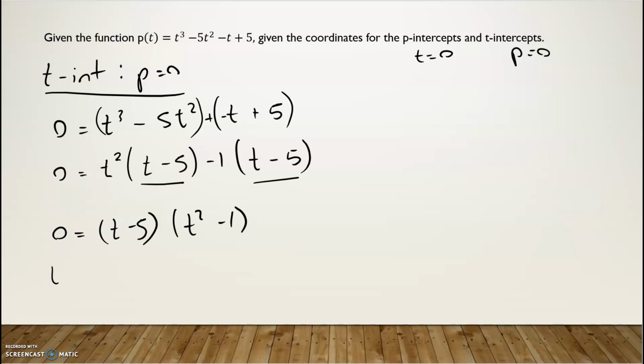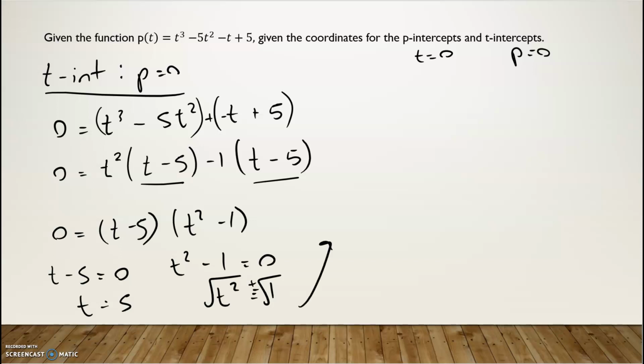Okay, I'm going to set both of these equal to 0 and solve for t. So t equals 5. t squared equals 1. Square root, plus or minus. So t is equal to plus or minus 1. So the coordinates for the t-intercepts should be (5, 0), (1, 0), and (negative 1, 0).